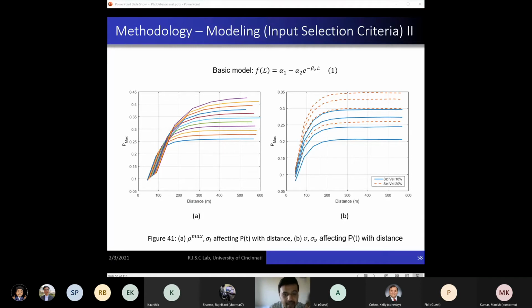So we see that each of these individual curves are exponential in nature, and therefore we can divide this region approximately into 2 segments. One is the transient phase and one is the steady state region. Although we can say that the steady state phase is not actually steady, it grows at a slower rate. So the basic model for the maximum PT with respect to the distance can be written as an exponential function as shown in equation 1. Here, alpha 1, alpha 2, and beta 2 are constant real numbers.